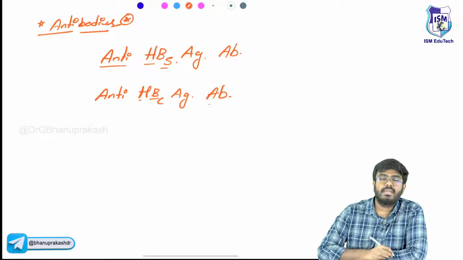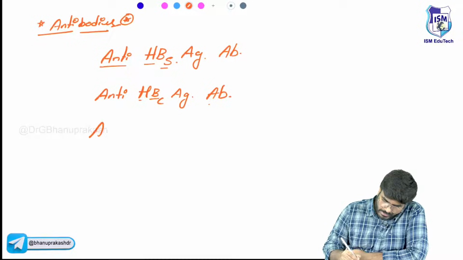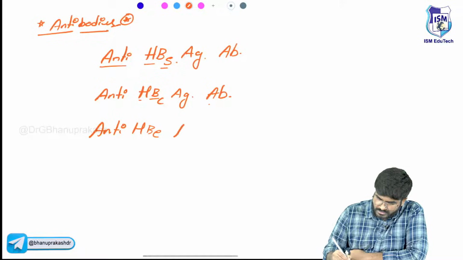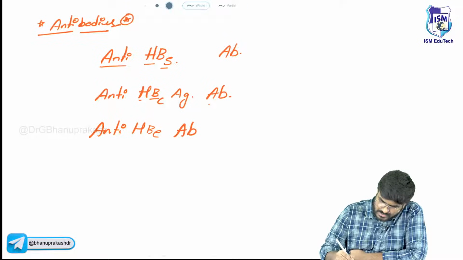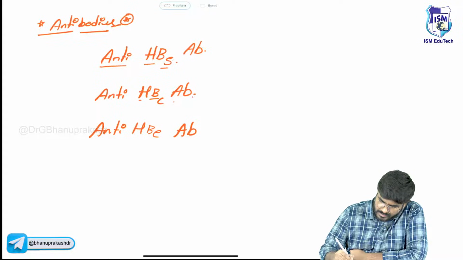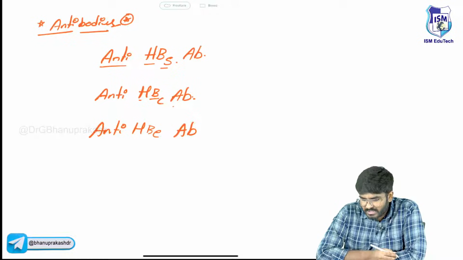Anti-hepatitis B surface antigen antibodies, anti-hepatitis B core antigen antibodies. Now, you can also have anti-hepatitis B E antibodies. You can write directly antibodies; the antigen is not needed again. Anti-HBs, anti-HBc, anti-HBe antibodies. So these are the antibodies.